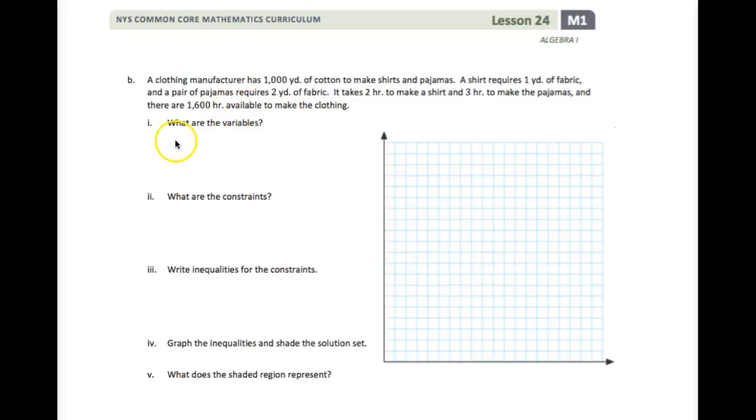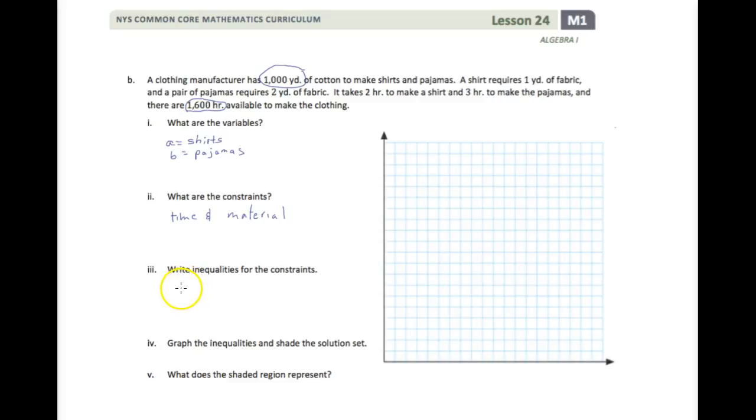What are the variables? I'm going to let A be the shirts and B be the pajamas. It says, what are the constraints? Well, the constraints are how much fabric and how much time. So I would call this time and material. And we need some inequalities for these.